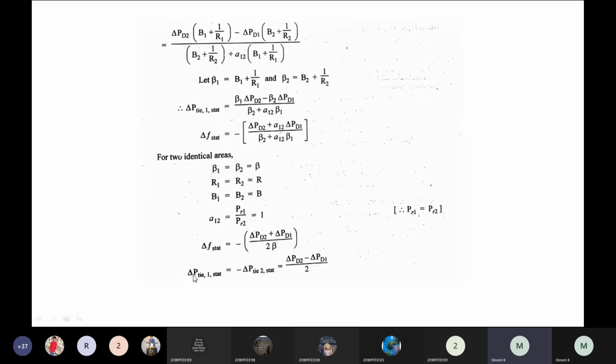That is evident. So we have 1/2 times the difference of the disturbances, del PD2 minus del PD1. So there is a 50% drop in your disturbance power while you are connecting your two areas in a tie line.